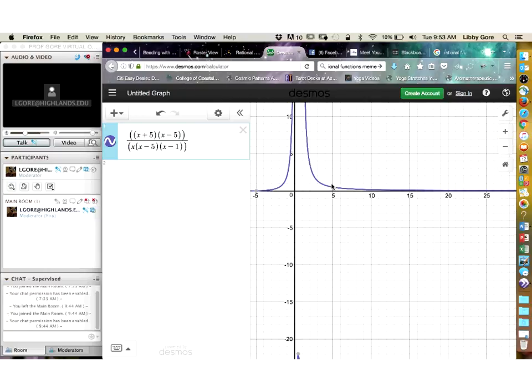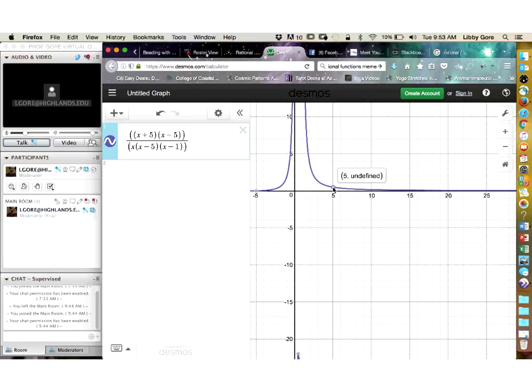I also have a vertical asymptote at x minus 1, so x equals 1. And you can see that's also this bottom part here. I'm getting closer and closer to 1, but I never actually get there.